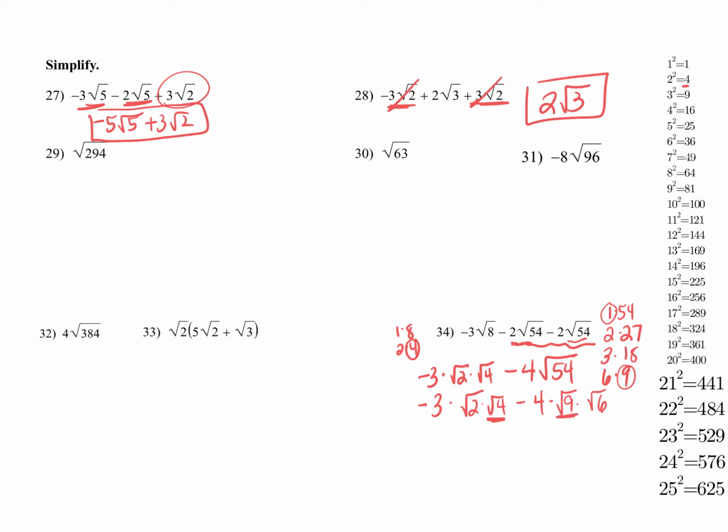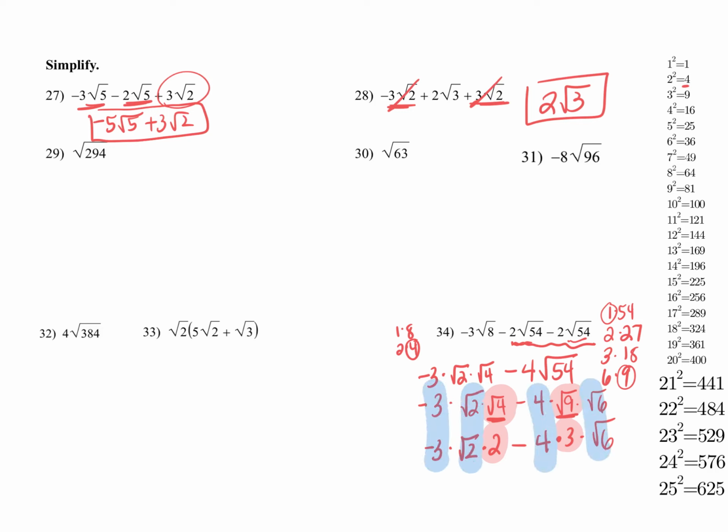So I'm going to rewrite that as negative 3 times the square root of 2 times 2 minus 4 times 3 times the square root of 6. Let me highlight something to show you. So all I just did was I rewrote this and I rewrote this. Everything else stayed the same.